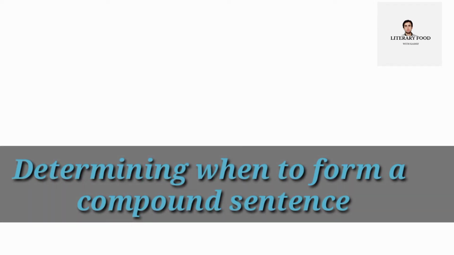Determining when to form a compound sentence. As mentioned, compound sentences are formed by joining two independent clauses that are closely related and of equal or similar value. To determine if two clauses can be joined in a compound sentence, we can ask ourselves three simple questions.